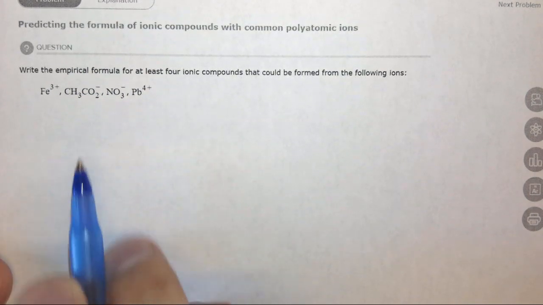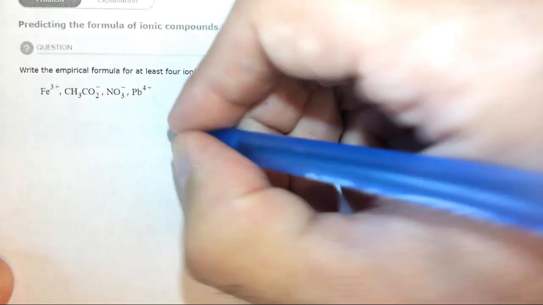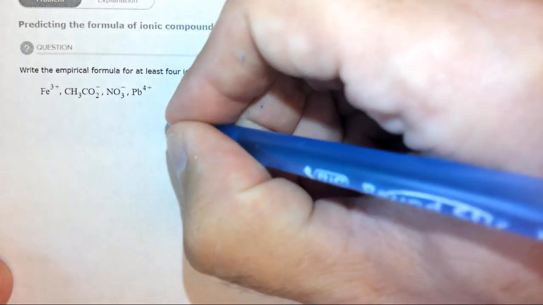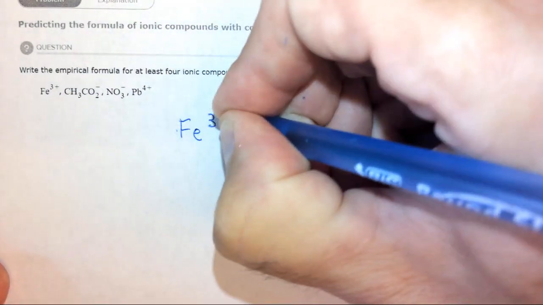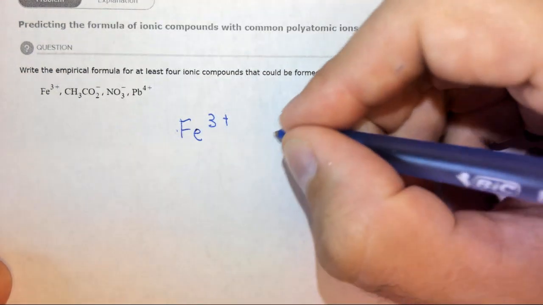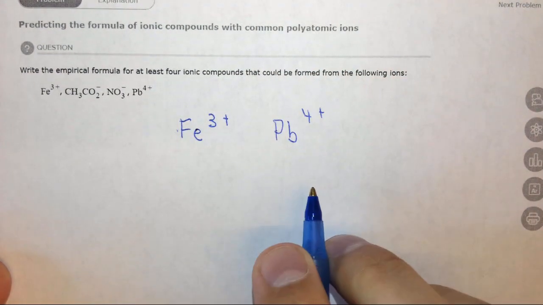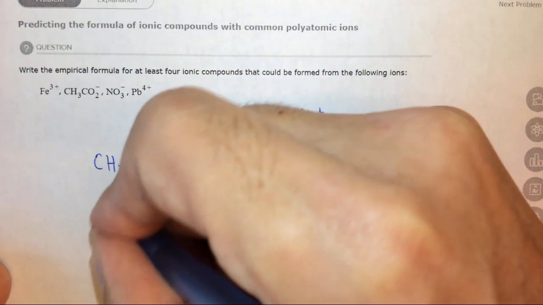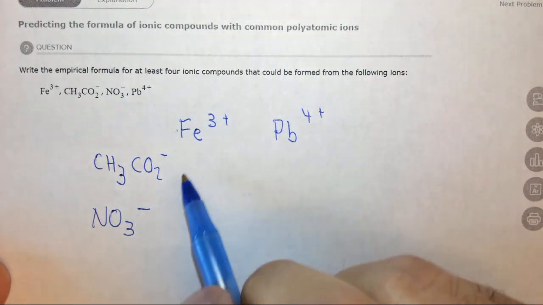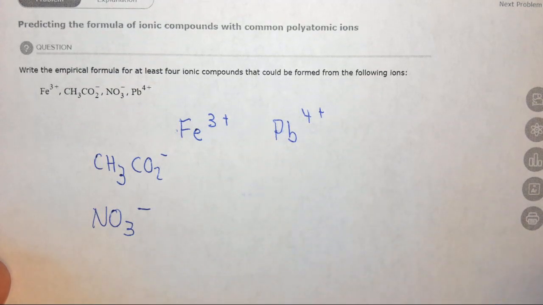So one thing we might want to do is just write this as a little bit of a table. To do that, we can do Fe3 plus and Pb 4 plus on this side. And then we can put acetate, which is CH3CO2 minus, and NO3 minus on this side, and then we can write the 4 ionic compounds that will form here.